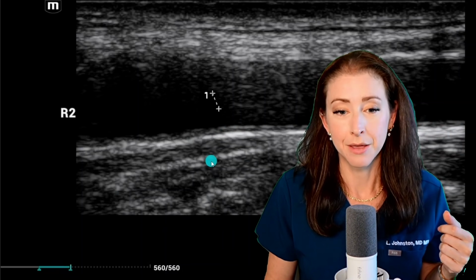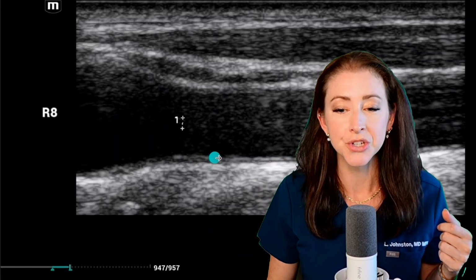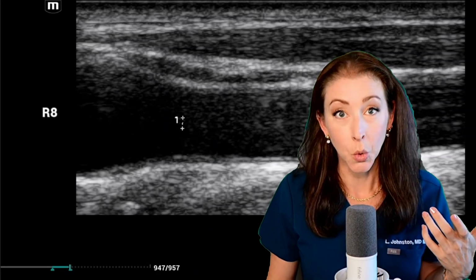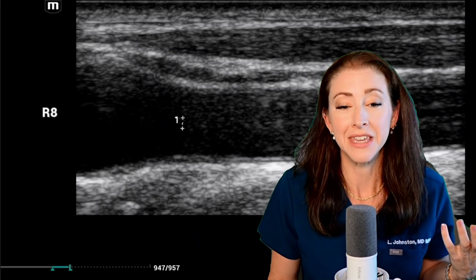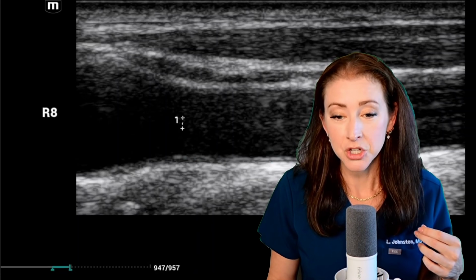We're going to take a third image from the back side of the neck. The R8 picture comes back under the muscle here called the sternocleidomastoid. This one always just looks a little bit thicker. This is totally normal and how all of the images look. But again, we'll take 100 measurements from this image as well.